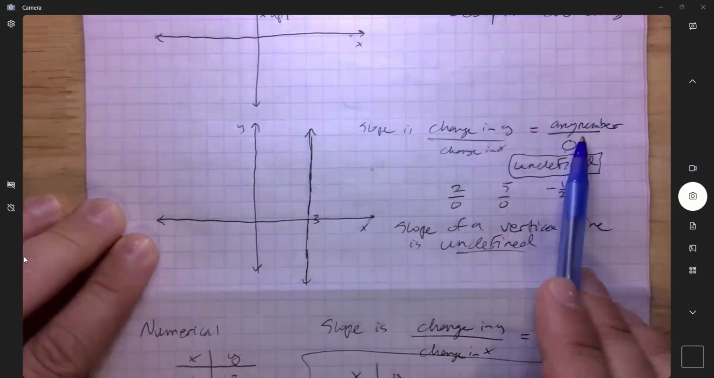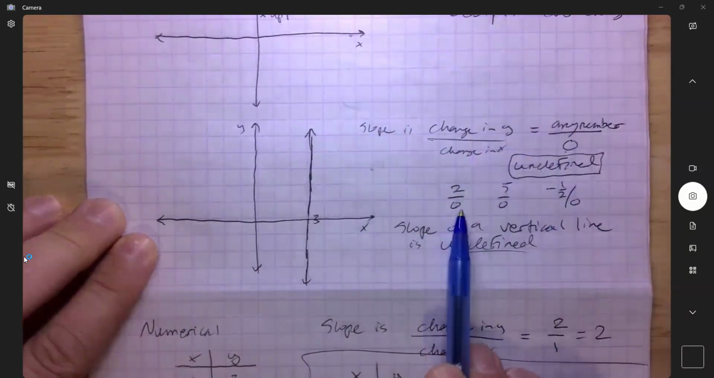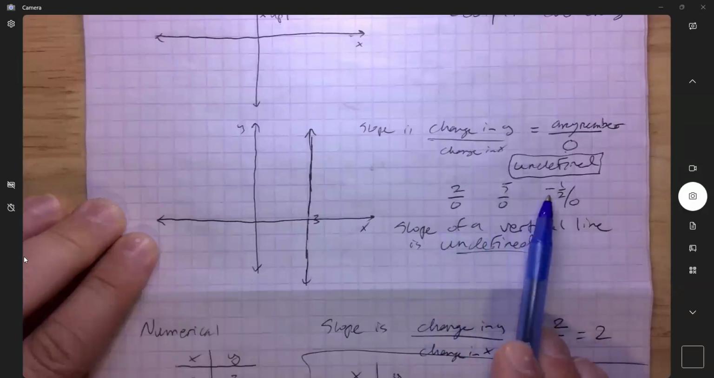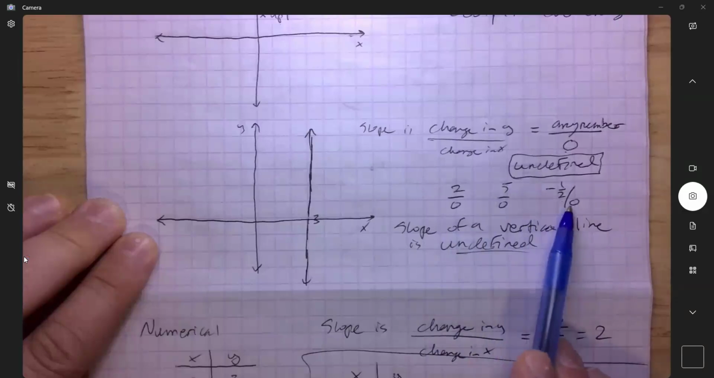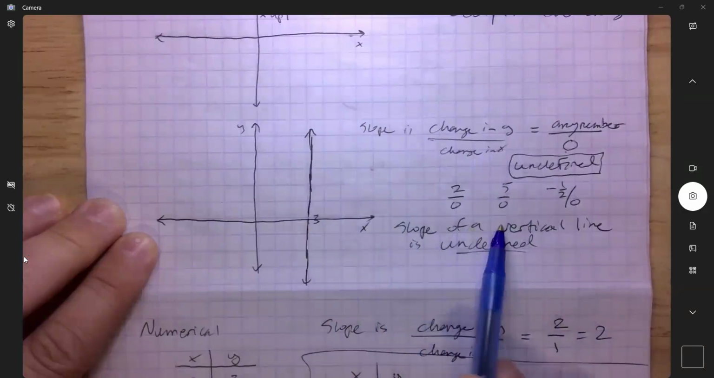Any number divided by 0 is undefined. If you divide 2 by 0, that's undefined. 5 divided by 0, undefined. Negative a half divided by 0, undefined. So since the slope is a number divided by 0, the slope of a vertical line is always undefined.